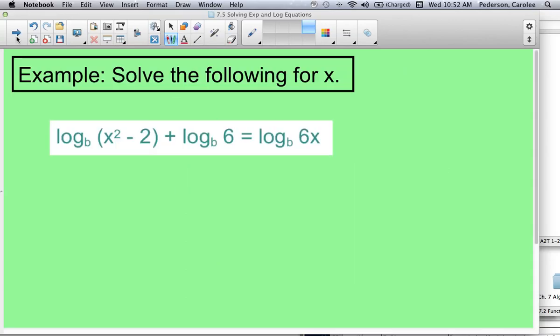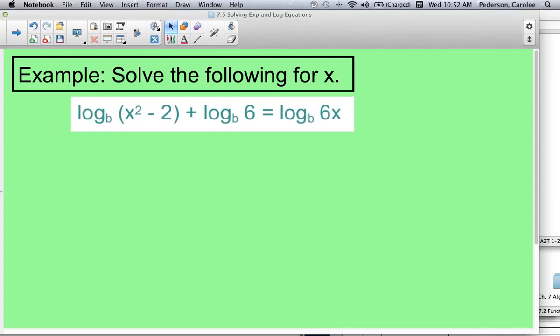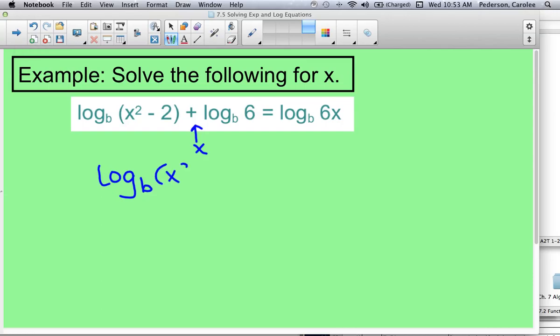Let's go on to the next example. Very similar to the one that we just did. We want to notice that these both have a log base b on the left side with an addition symbol. So we can combine those together with multiplication. So log base b of x squared minus 2. There's your one logarithm. And you want to combine it with this logarithm. So you're having 6. Then the right side is still just the same. Log base b of 6x.